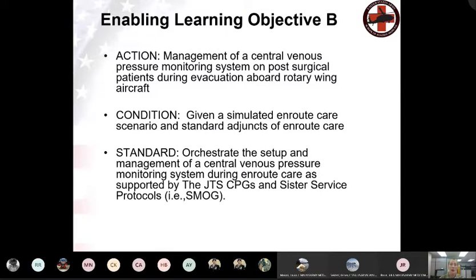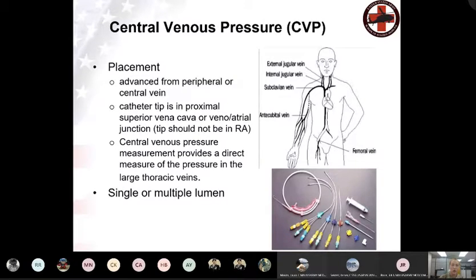Okay, hearing none, we're going to move on to ELOB, and this is going to allow us to have a conversation about central venous pressure monitoring system, or central line. Now, Captain Schuler, talk to me a little bit about why you may want a central line.